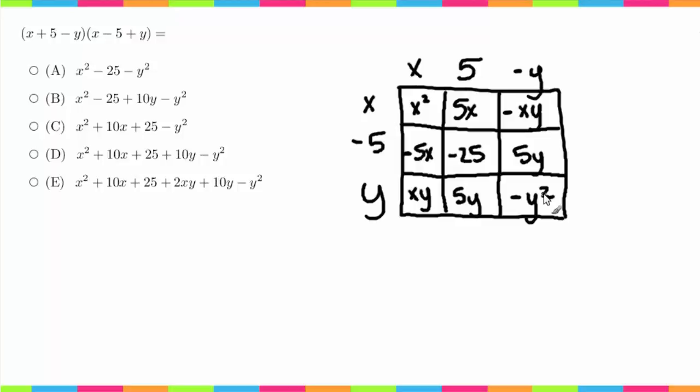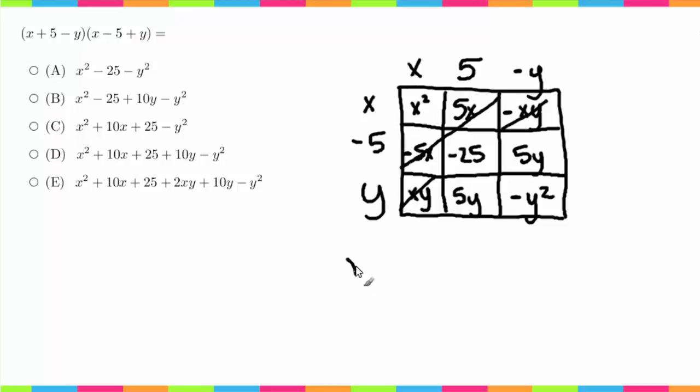So now what I'm going to do is find all of the like terms and add them together. So, for example, I have this negative 5x and this 5x. Those are going to cancel because together they're just 0. Similarly, I have this negative xy and this positive xy. So those are also going to cancel. Now for the rest of them, I am going to basically just add them up.